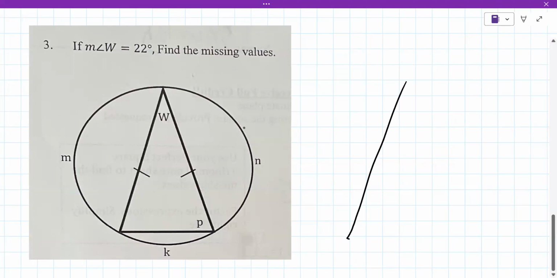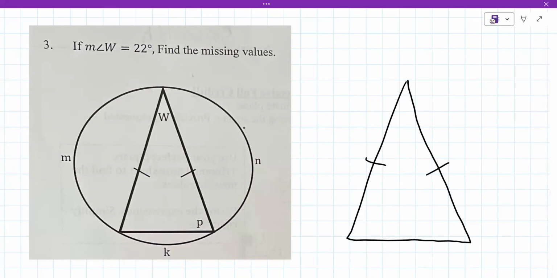What kind of triangle is shown in there? It's got a very special name. It has to do with the fact that 2 of the sides are congruent. What's the name of a triangle where 2 sides are congruent?